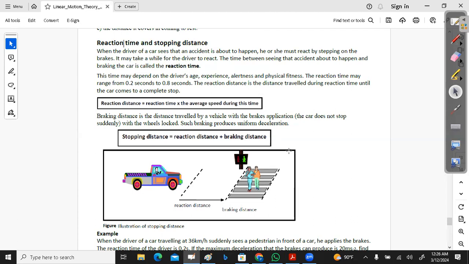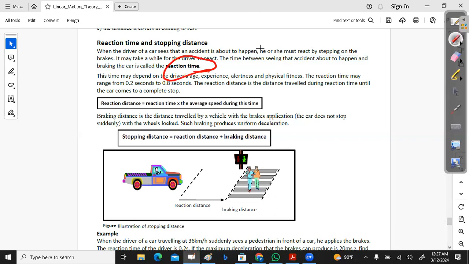It may take at least a fraction of a second for very good sportspersons and martial artists, but for regular people at least 0.5 seconds to 1 second, to 1.5 seconds, and for very old people 2 seconds. That is called the reaction time mentioned here.